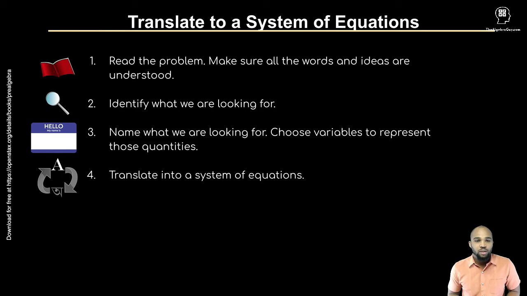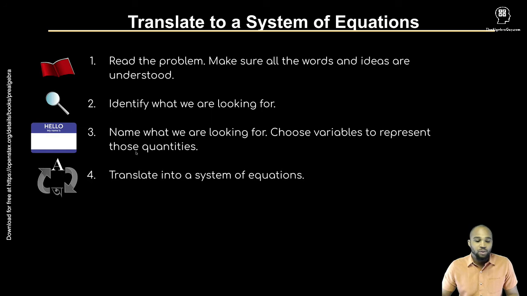So here are some steps that I want you to consider every time. So 4 things. We're going to read the problem, make sure all the words and ideas are understood. Sometimes it's okay, and oftentimes I do this as well, read it 2 or 3 times to say, what are they saying? Okay, then start pulling out your information and identify what we are looking for. So what's the question asking? What do they want? They don't want the cost or the number of shirts, or just figure out specifically what they want. Name what we're looking for.